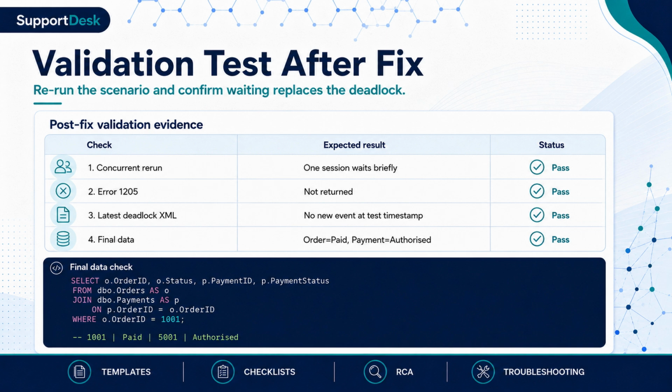After the fix, repeat the same test. Run the two sessions close together and check the result. The expected behavior is that one session may briefly wait, then both complete. There should be no new error 1205 for the test timestamp. The final data should show order ID 1001 as paid and payment ID 5001 as authorized. That validation step is important because it proves the fix rather than just explaining it.